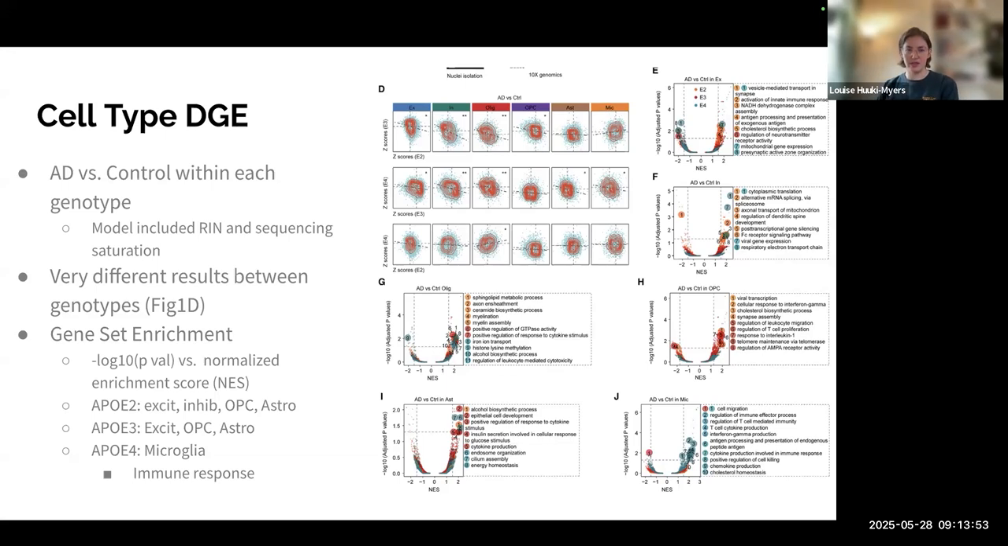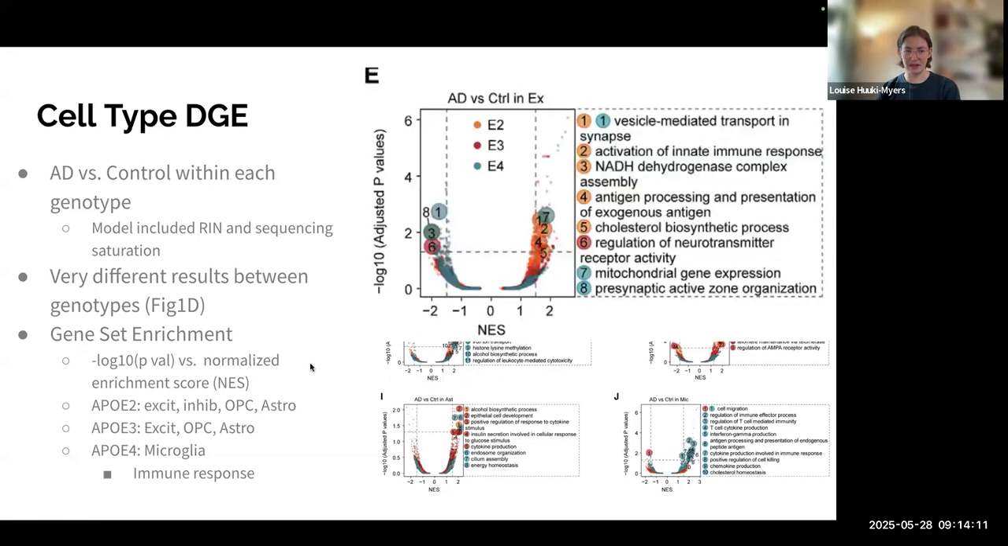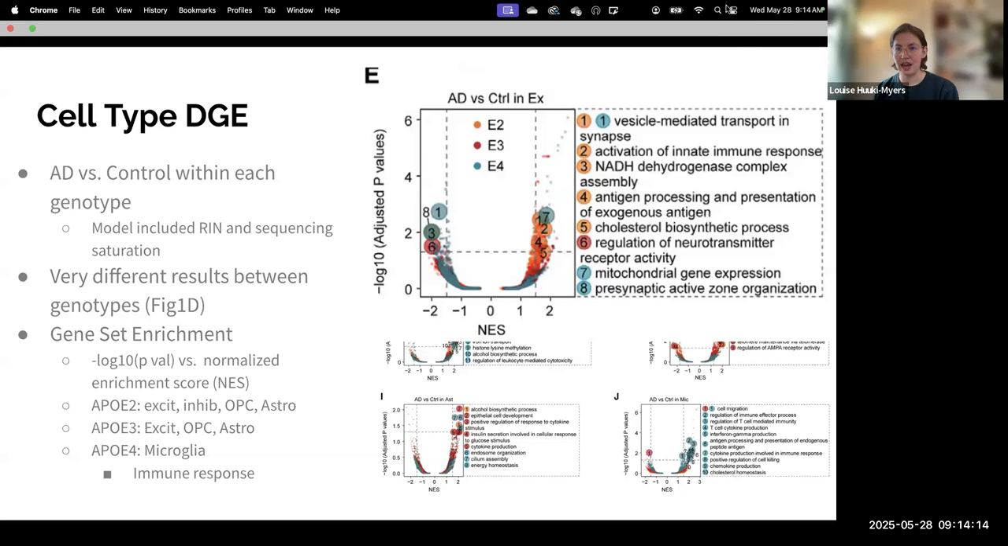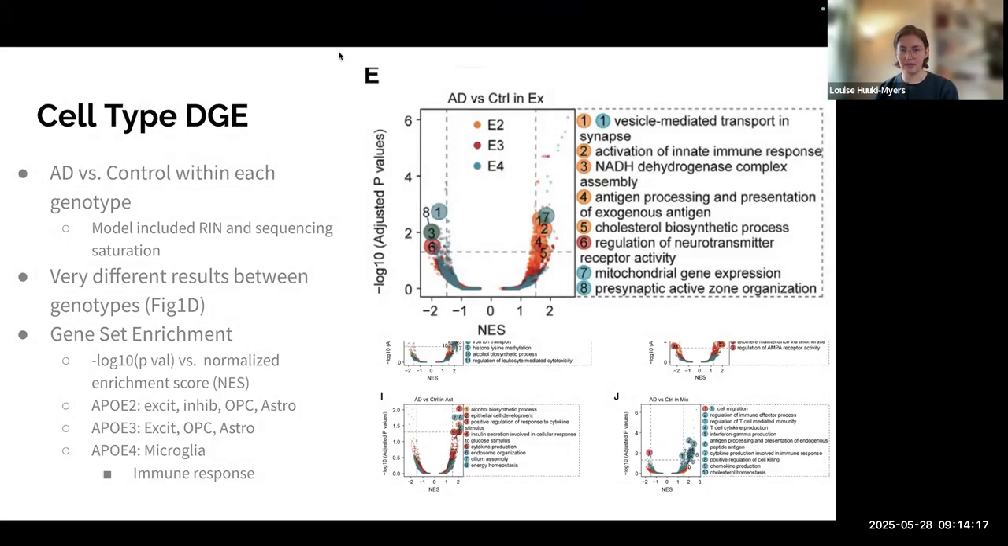On top of those sets of differentially expressed genes, they perform gene set enrichment. So for each of these little, they're not really volcano plots, but they're comparing the normalized enrichment scores on the x-axis to the negative log 10 p-values. We'll zoom in on the excitatory one here, and they point out some of the most significant gene sets here. And then these are also color-coded by the genotype where the gene set is significant in. So here we see that vesicle-mediated transport is downregulated in E4.